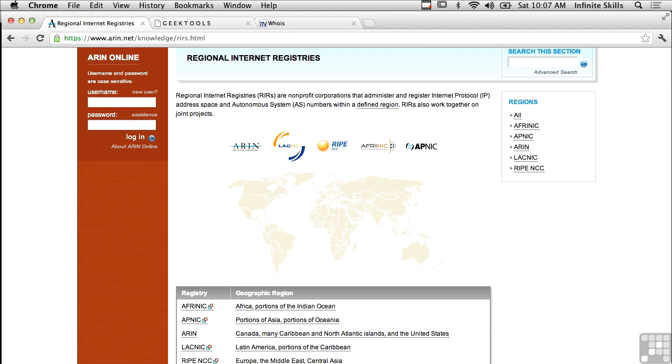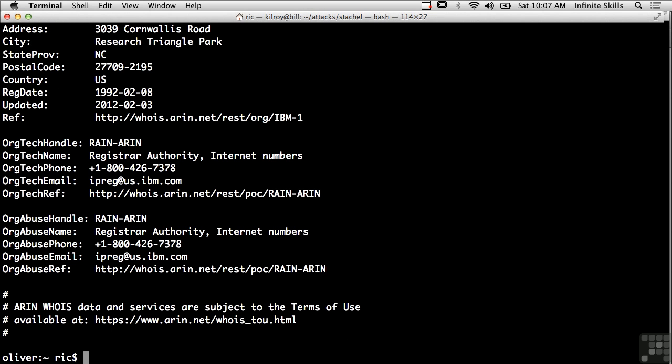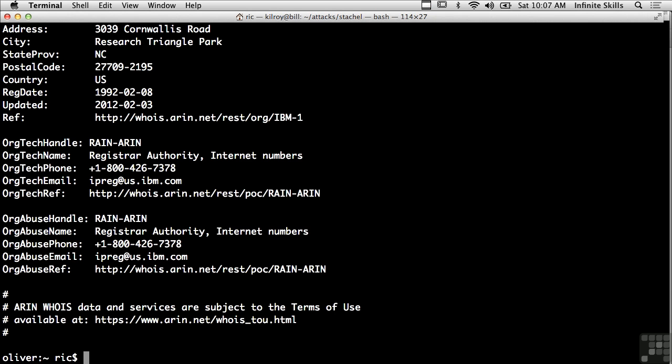And you can use Whois to get information about who owns a particular IP address. So for example, I could do Whois, and I'm just going to make up an address here. And Whois tells me that actually belongs to IBM. You can find out pretty quickly who owns particular IP addresses and who's responsible for them. And from that information, you can get email addresses that belong to a particular company. This one has an email address for the tech contact of ipreg@us.ibm.com. So that's just doing a Whois query.